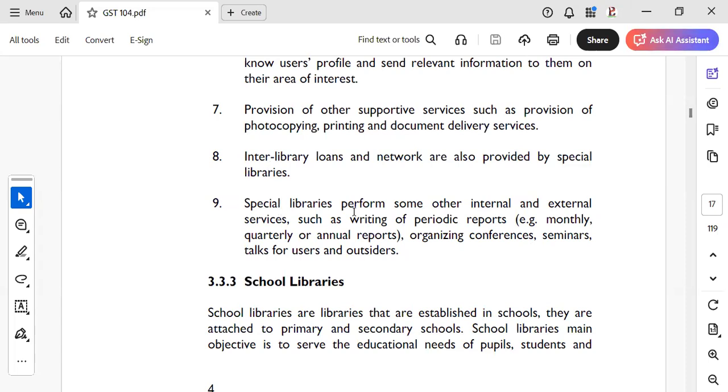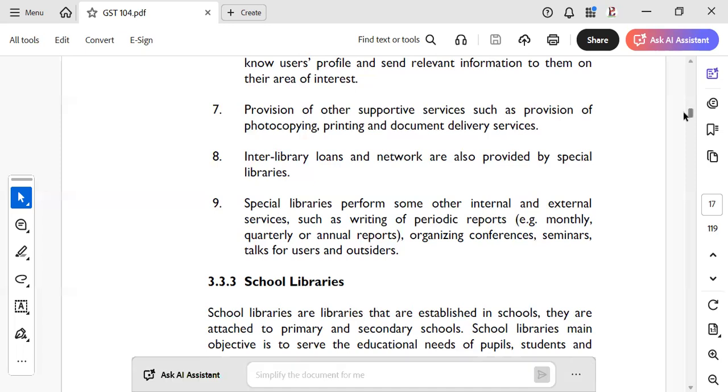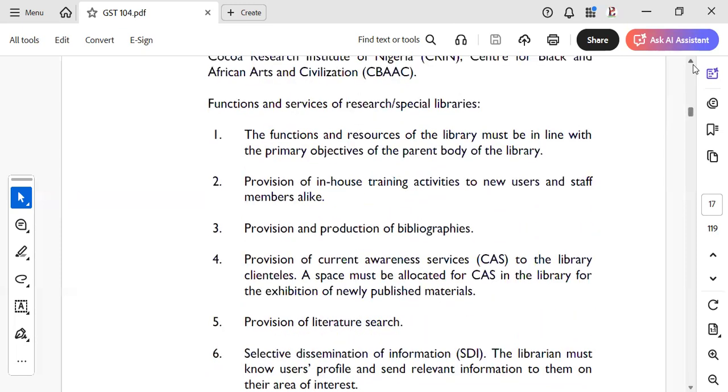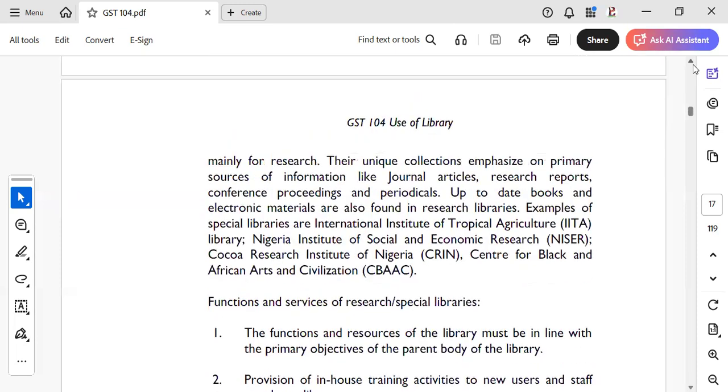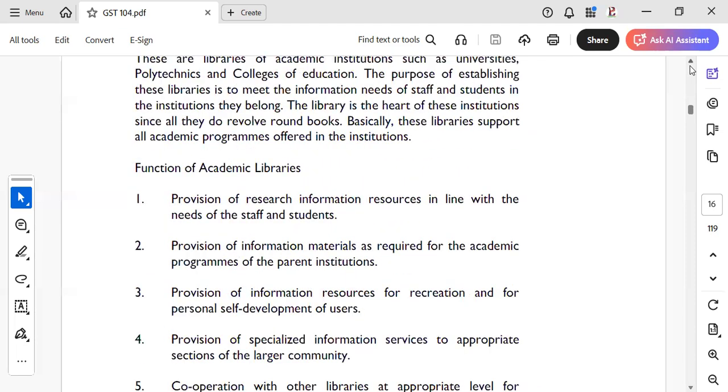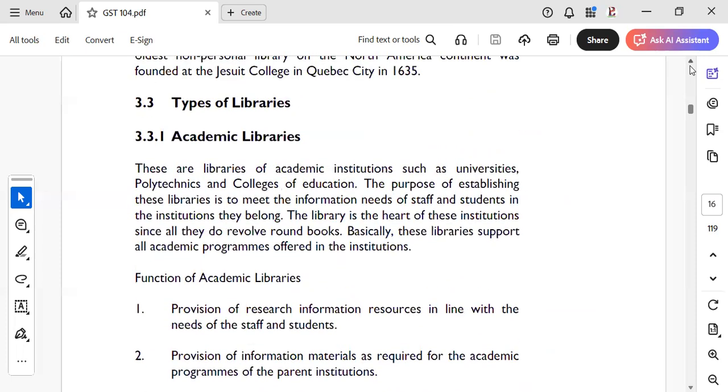So, special libraries perform some other internal and external services, such as writing periodic reports, e.g. monthly, quarterly, or annual reports, and organizing conferences, seminars, and talks for users and outsiders. Those are things special libraries also do. So, having gone through all this, I know that by now you have an idea of what academic libraries are and what research or special libraries are. What is the other name for special libraries? Research libraries. Thank you.